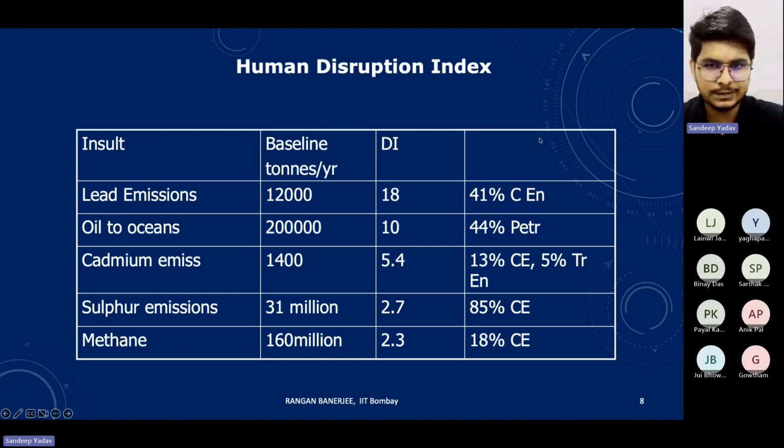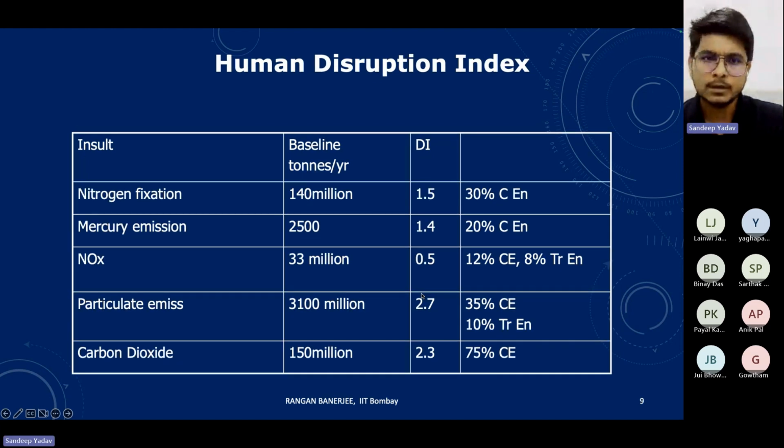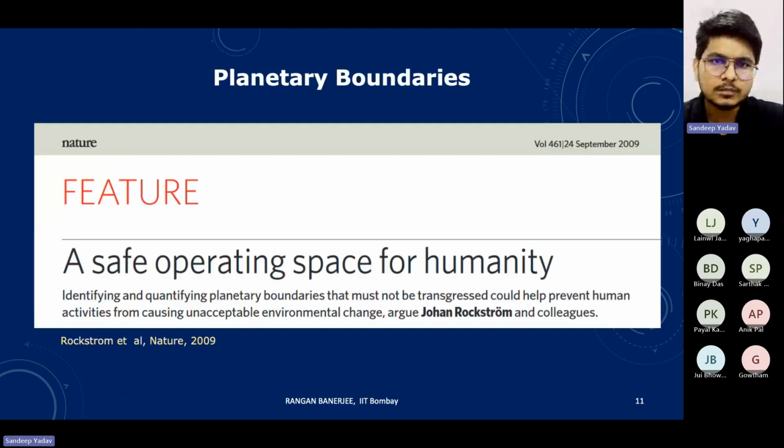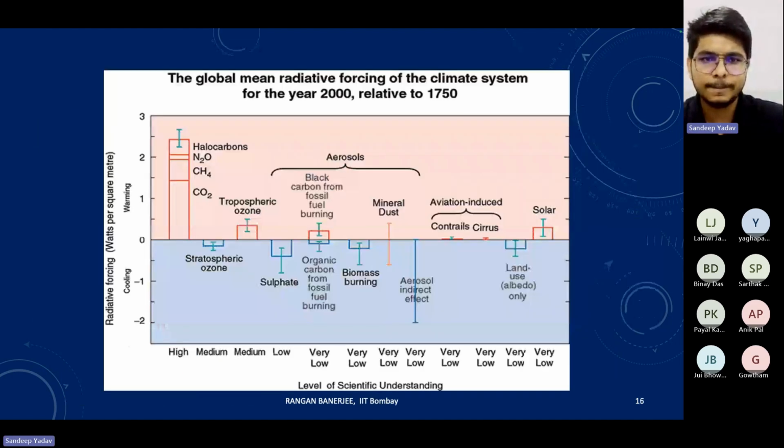If you can see the disruption index for the different kinds of pollutants, like lead emissions, oil to oceans, cadmium, methane, you see that none of the disruption indices is less than one. So we are generating more and more emissions than the environment can handle. Other than that, there are nitrogen fixation, NOx, and carbon dioxide. So the environment is being more and more disrupted by humans.